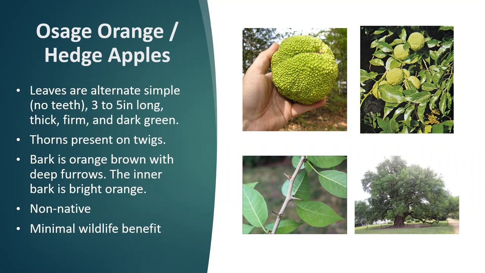Next tree is Osage Orange. You guys will see a lot of this out in the woods, especially if you're hunting near farm country. Other name for it is called hedge apple. The leaves on this tree are alternate simple. There's no teeth, about 3 to 5 inches long, thick, firm, and dark green. There are thorns on the twigs, and the bark is usually orange brown with deep furrows, so like big kind of ridges in the bark, and the inner bark is bright orange, so it's really distinct. You can really tell and distinguish which tree it is.